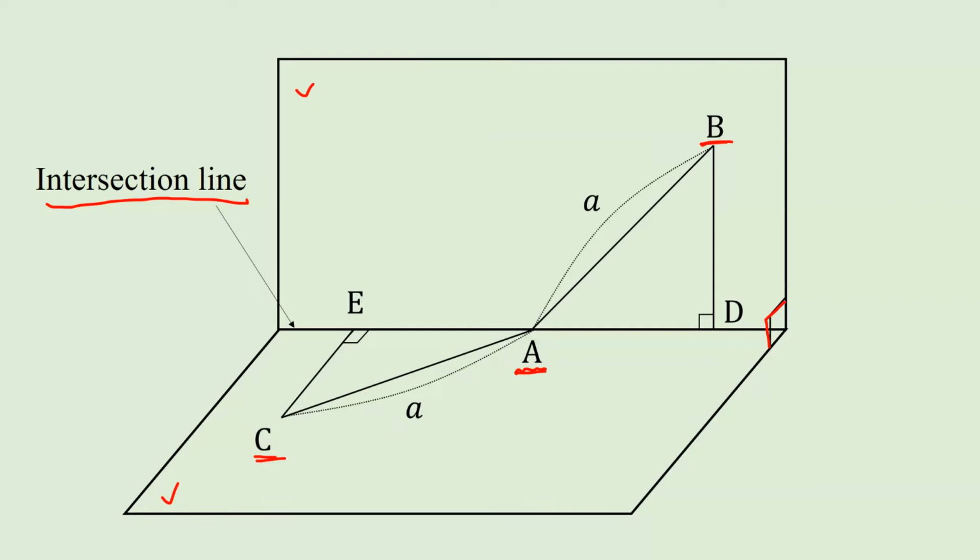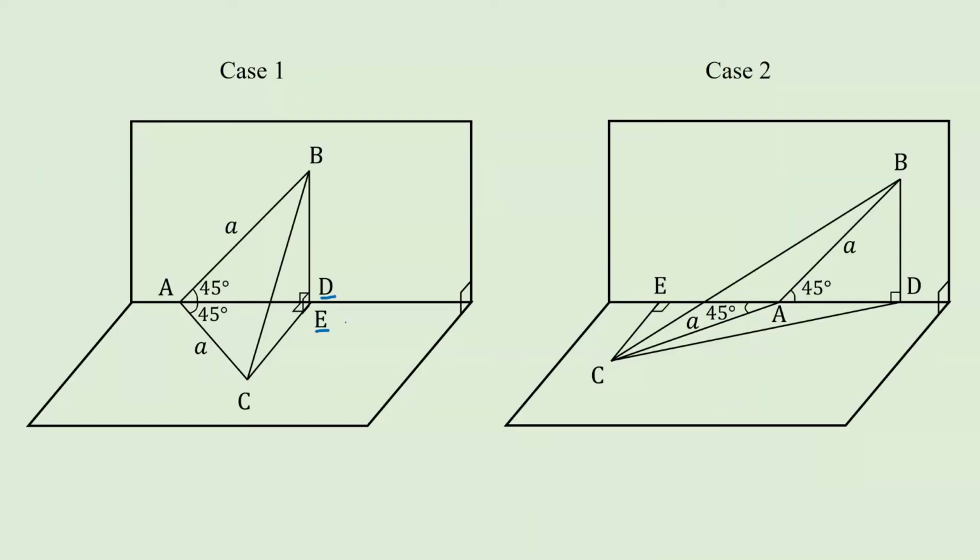And for the possible arrangement of these points, there are actually two different cases. The first case is where point D and point E coincide. So we have 45 degrees angle to this direction and 45 degrees angle to this direction. And the second case is point D and point E are not the same point. So we have angle 45 degrees to this direction and 45 degrees to this direction. So let us consider each case.